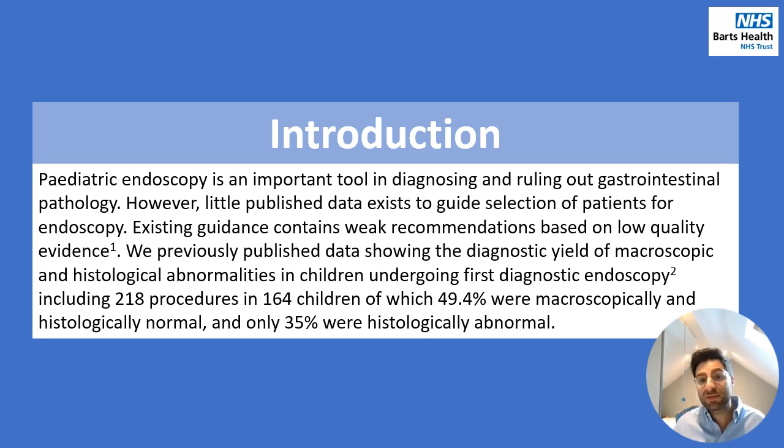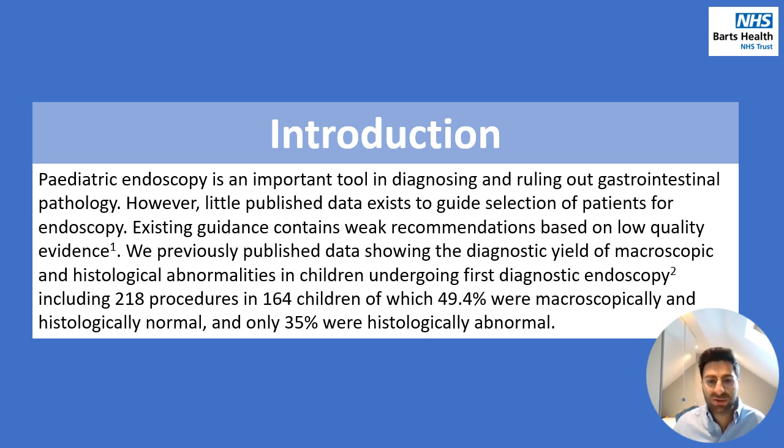Our team had previously published a study looking at abnormality rates, both macroscopically and histologically, in children undergoing first diagnostic endoscopy, which can be found via the references. And that found that only 35% had histological abnormalities. Now, in the context of increasing incidence of GI diseases like IBD and EOE, it's vital that we are refined in our choices with who we scope.